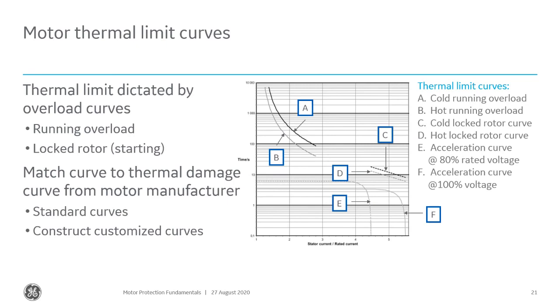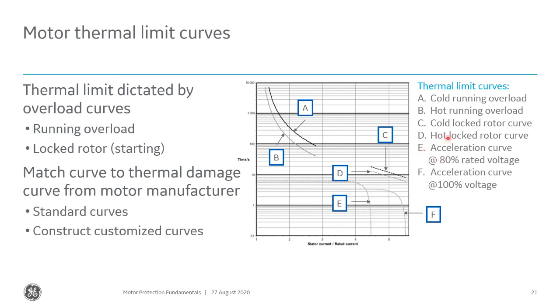Let me just step you through this drawing here real quick. So this A curve here is the cold running overload, and then B is the hot running overload. The hot curve takes into account that the motor is already heated up, so it's a little faster curve. C, the cold locked rotor curve, and D, the hot locked rotor curves. These are the limits if you have a locked rotor, which is out here at 5 times your rated current for too long, it will cause a trip there.